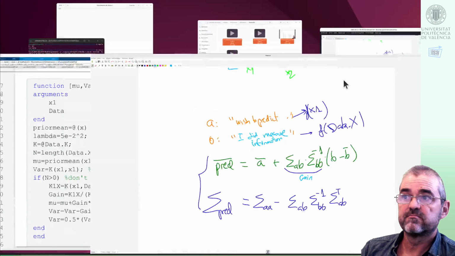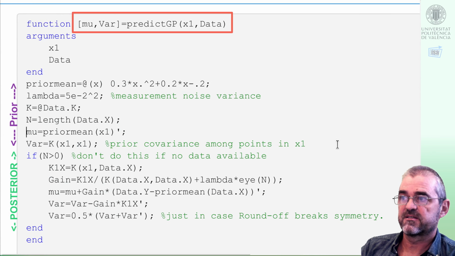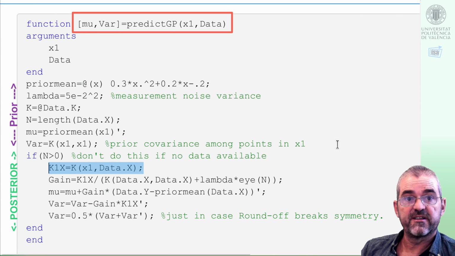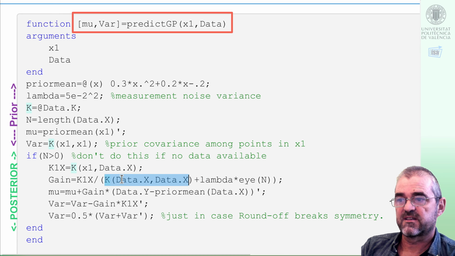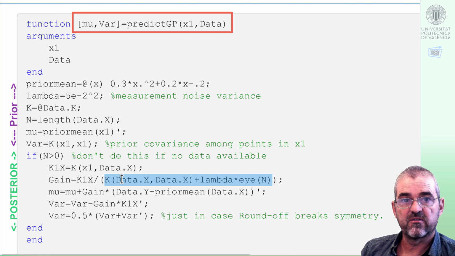Well, in my code, I compute the prior variance and the prior mean, and this is the covariance between the variable I wish to predict and the variable I have information of. I wish to predict velocity at x1, and I have information of velocity at data.x. This is the covariance of the information, but if my information has some measurement noise of variance lambda, then I add that measurement noise to the diagonal of the covariance, so my information variance is increased.